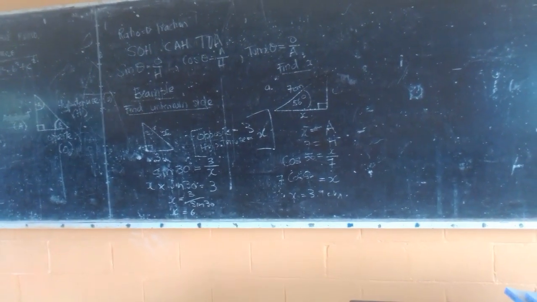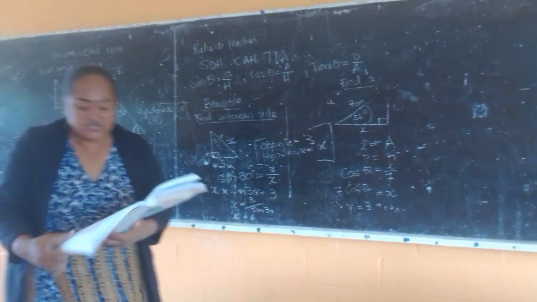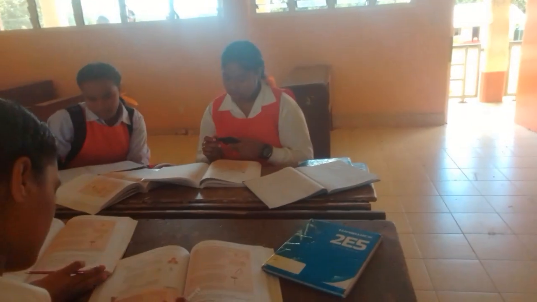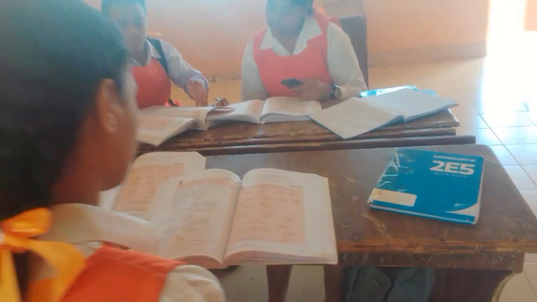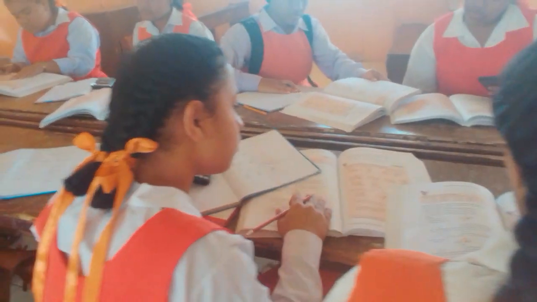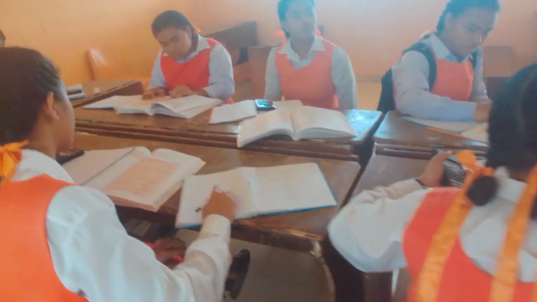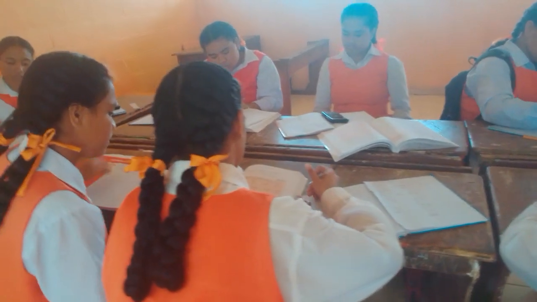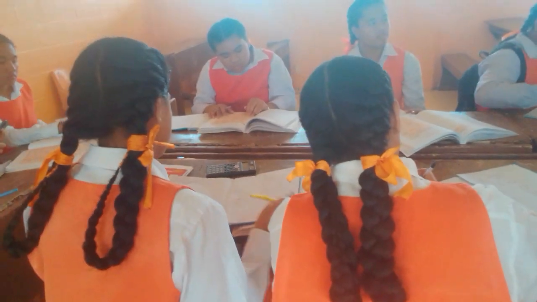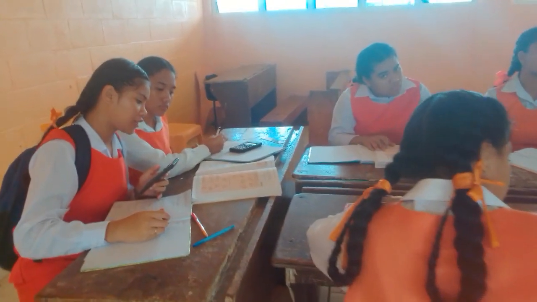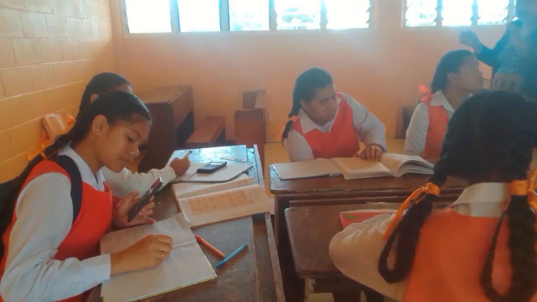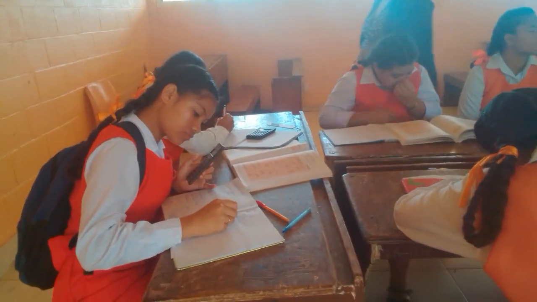Okay, look into the textbook to page 206. Page 206. Number 2, A and B. Solve for x, solve for y. We only have a few minutes left for our class. So let's do the 2 questions. We mark it. That will be the end of our class for today. Okay?